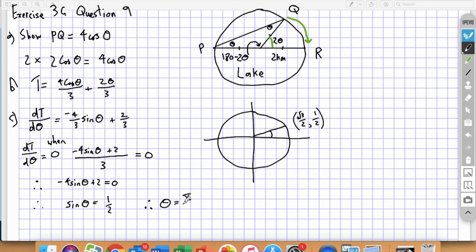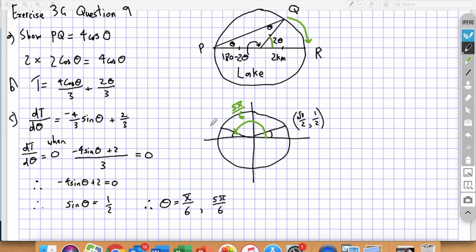You might be thinking, could we include the 5 pi on 6? Because over here, the sine value is also 1/2, right? If I look at this angle all the way around there, that's 5 pi on 6, yeah?